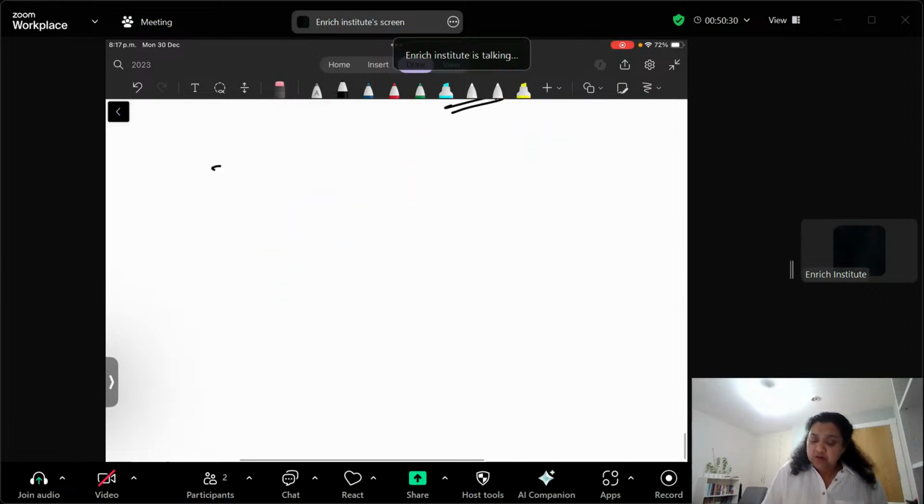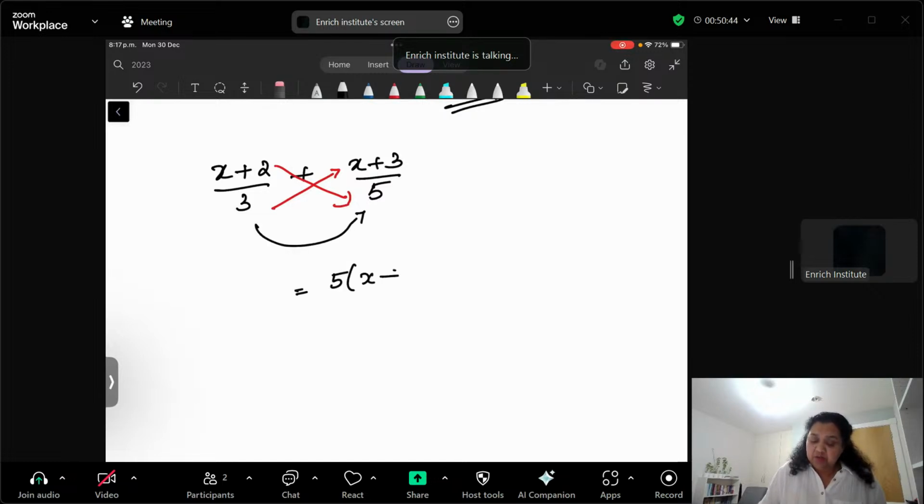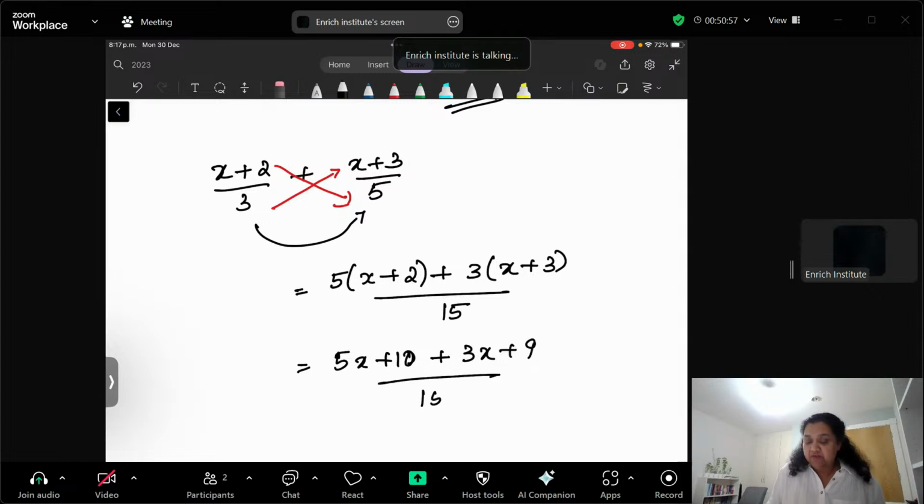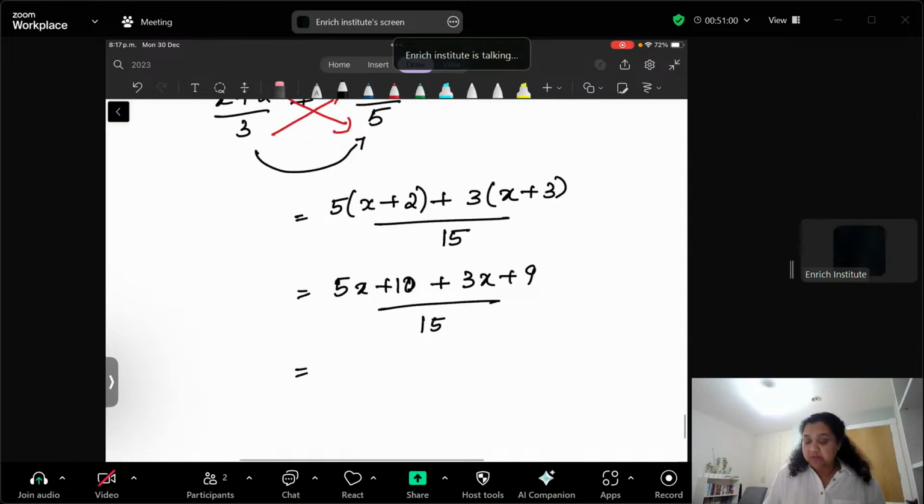Any fraction you can work with, like x plus 2 by 3 plus x plus 3 by 5. The method is cross multiply this side and this side and this side. So it works with 5 times x plus 2 plus 3 times x plus 3 divided by 15, which is equal to 5x plus 10 plus 3x plus 9 divided by 15. Then add the like terms, which is 8x plus 19 divided by 15. So any kind of fractions you will be able to simplify with respect to this.